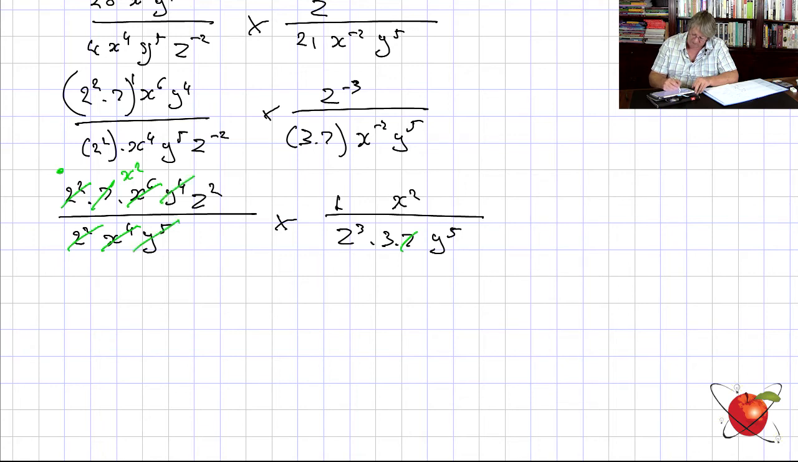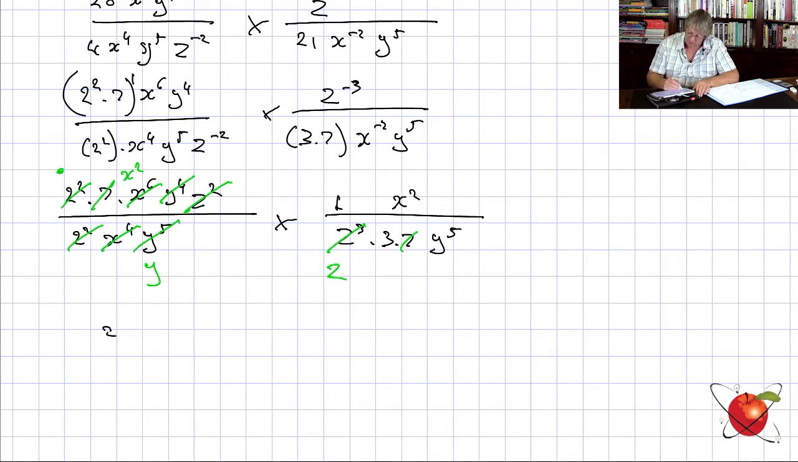y4 with the y5, leaving us with a y at the bottom. Z squared cancels with that, leaving us with a z at the bottom. And the x squared now has nothing left to cancel. And basically that's it. Most of it has now gone. So what's my final answer?